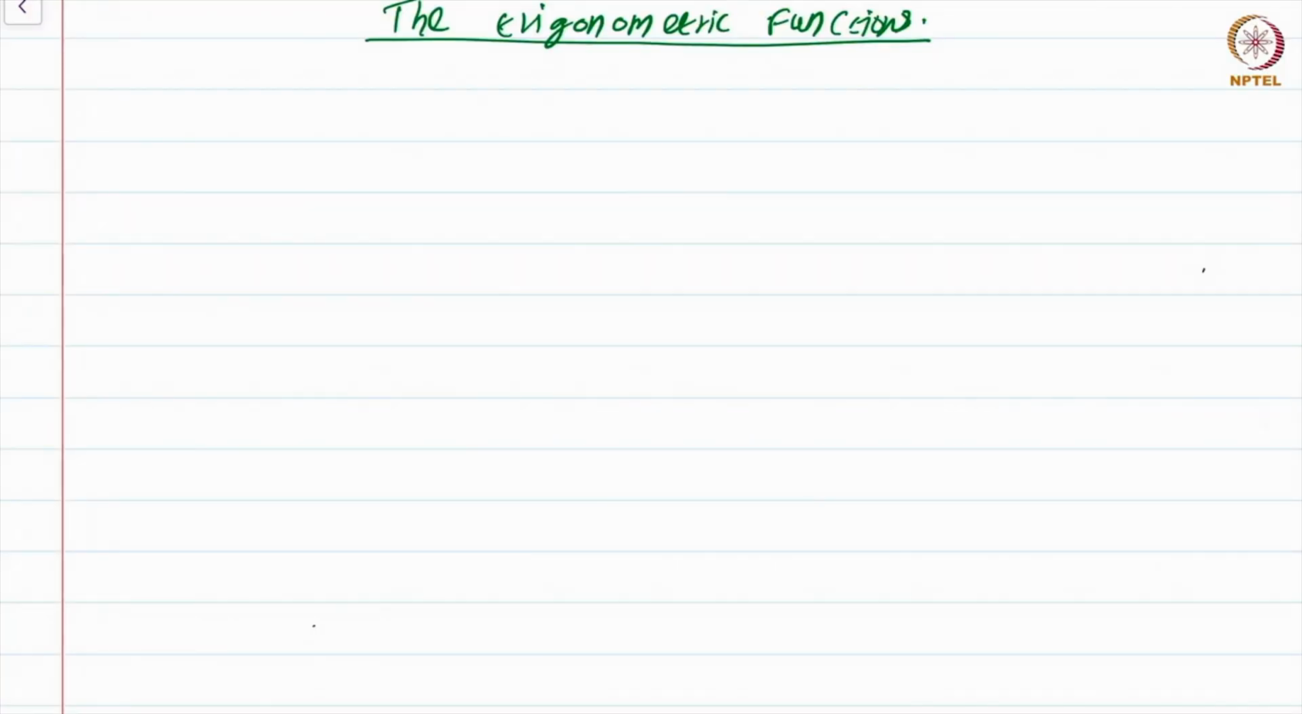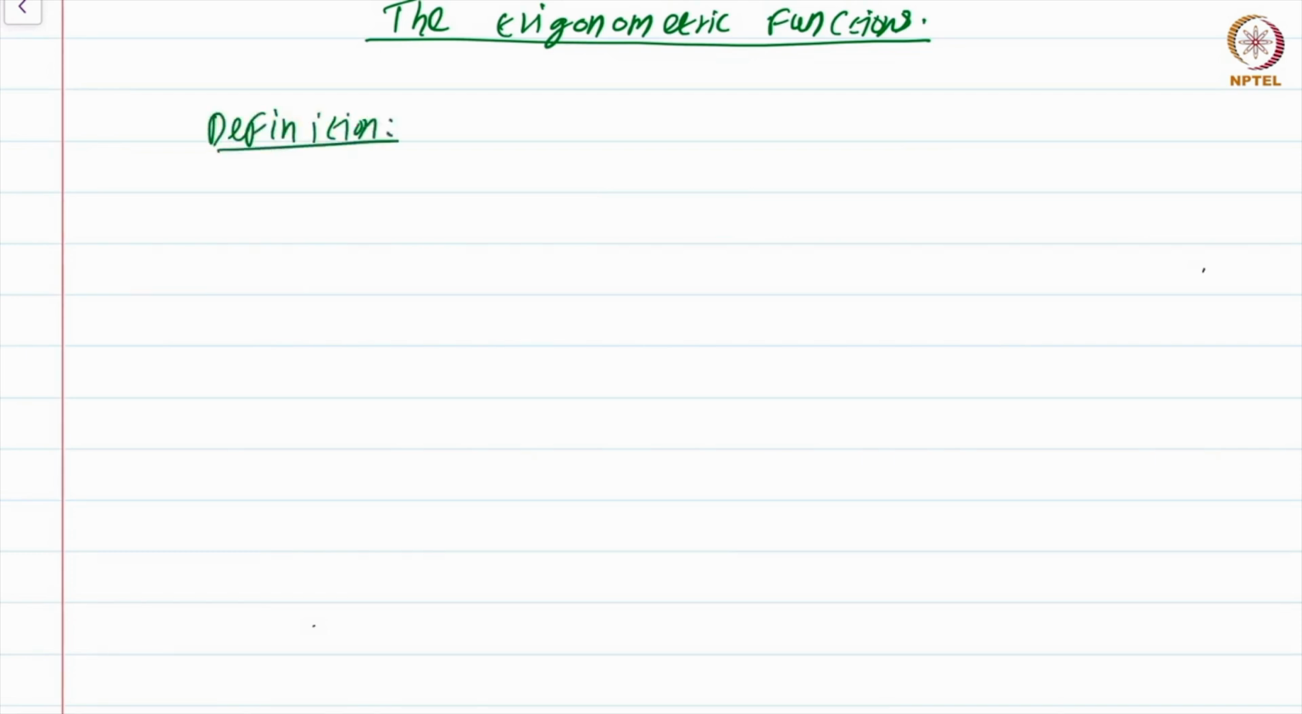We are now going to define the trigonometric functions, concentrating mainly on the sine and the cosine, and we are going to prove several basic identities that you have already learnt in high school, but this time everything will be done rigorously. So first is a definition.